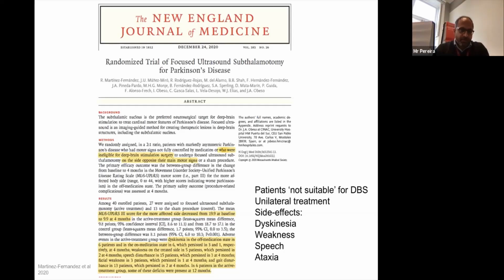And this is a recent paper from the New England Journal of Medicine, a small randomized trial. And in summary from the abstract, it suggests that those patients suitable for lesioning in the context of subthalamotomy and Parkinson's are those who are not suitable for deep brain stimulation, who seek a unilateral treatment for their symptoms, but with significant side effects of dyskinesia, weakness, speech, and ataxia. I think that's a very broad brush summary of the indications for lesioning as a whole, but it kind of sets the scene for where lesioning might have a place, at least in Parkinson's disease versus deep brain stimulation.